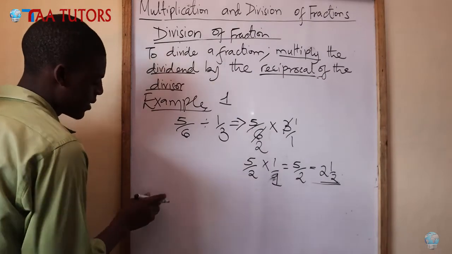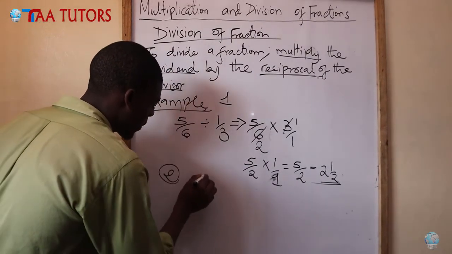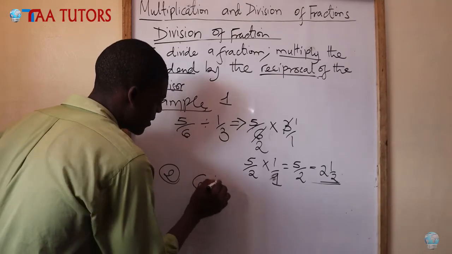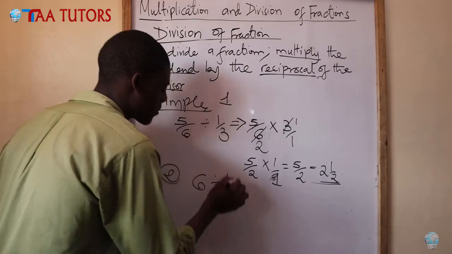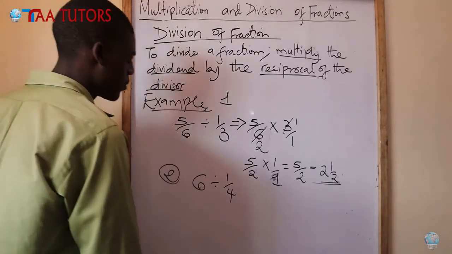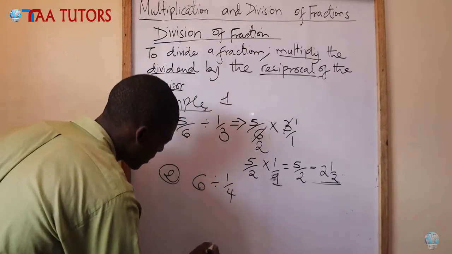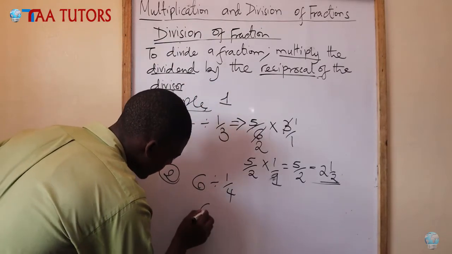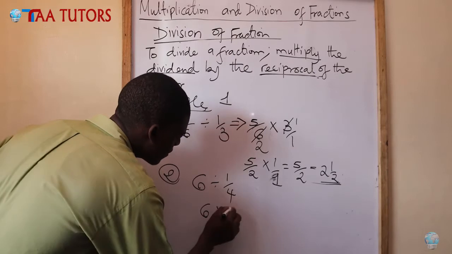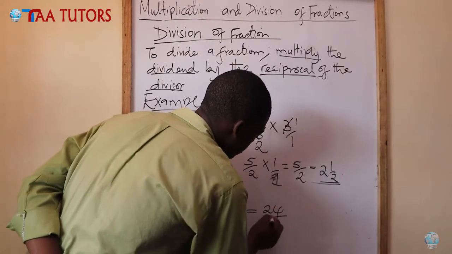Another example here, example 2 now. We will have 6, a whole number, divided by a quarter. A quarter is a fraction and we are dividing. And what we do is multiply the dividend by the reciprocal of the divisor. So we will have 6 times 4 over 1. The answer you are getting is 24.